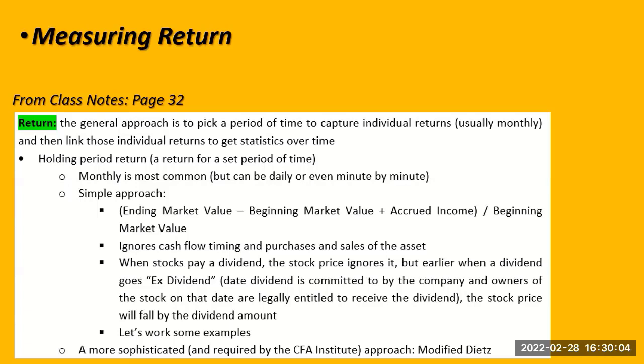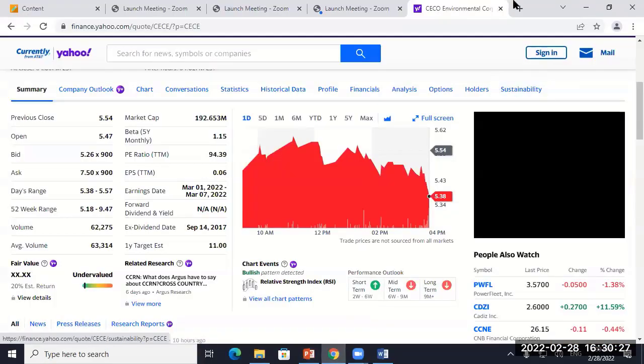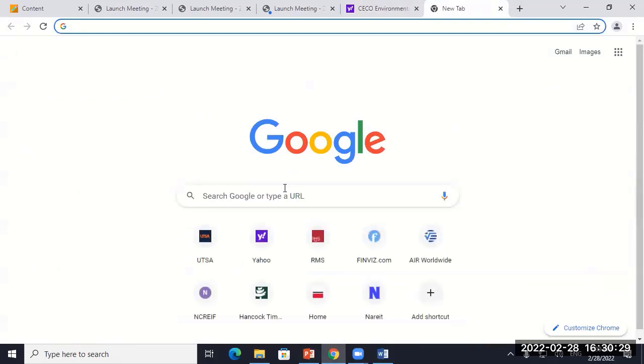Right? With bonds, we're not going to do bonds in here, but you probably in the accounting classes did the interest method. It's kind of an accrued method, kind of income on income method, but we're not going to worry with that. So that's the simple approach. Let me show you modified Dietz, which is a little bit more sophisticated. And it's actually what the CFA recommends.